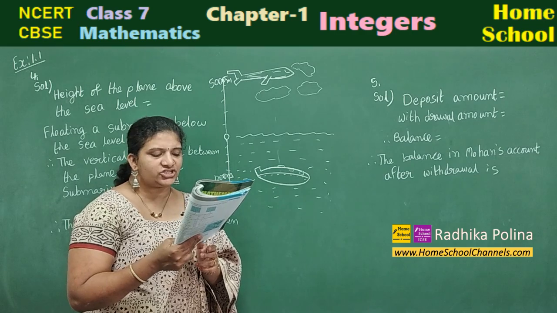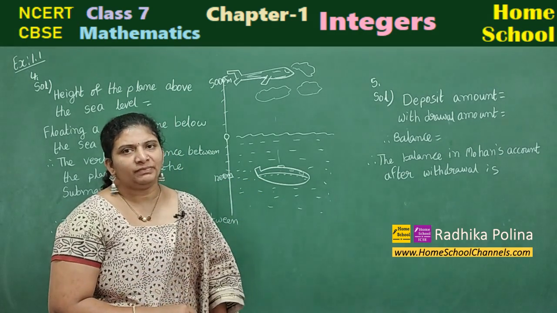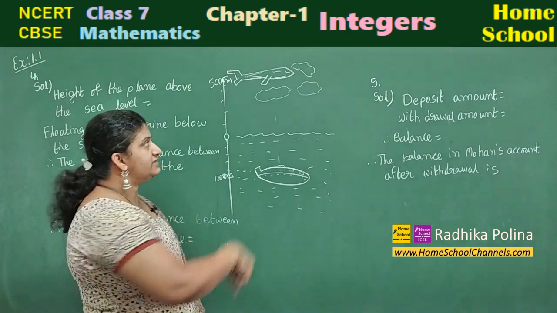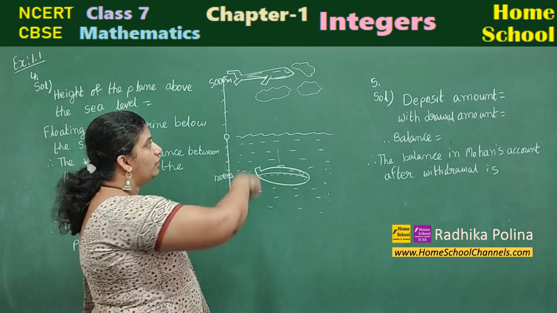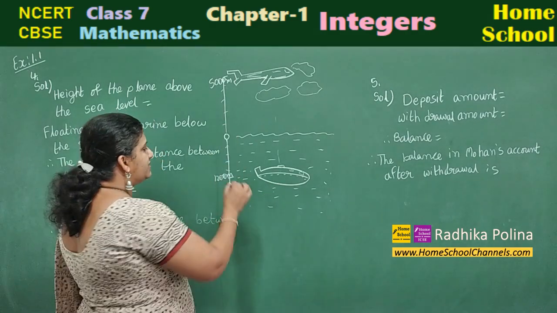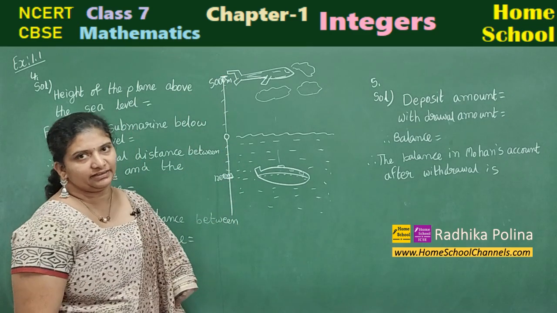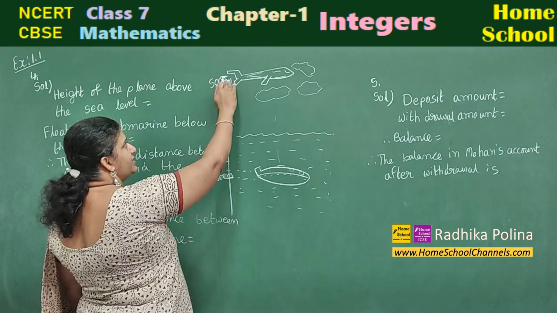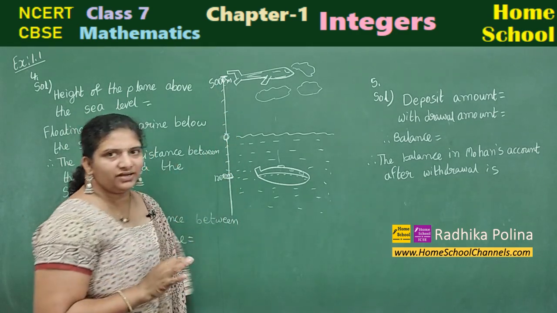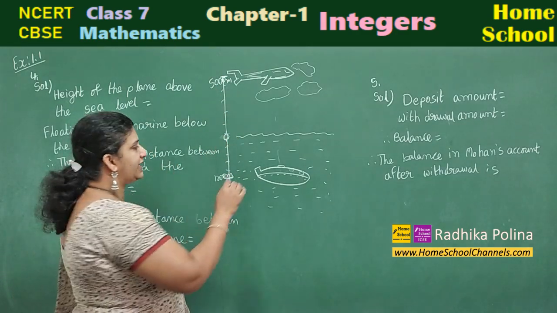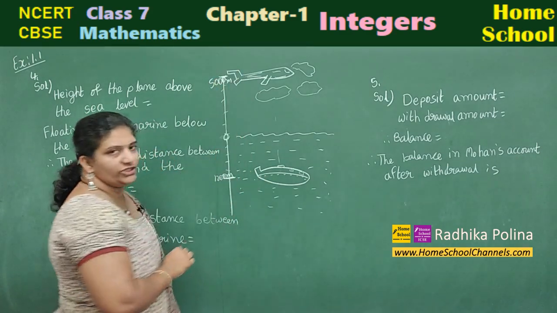And what is your question here? What is the vertical distance between them? Vertical distance means this is vertical, right? And this is horizontal. Vertical distance means from here to here, what is the distance you need to calculate? See here, from here it is 5,000 meters and from here to here it is 1200 meters. What is the vertical distance from this point to this point is your question.